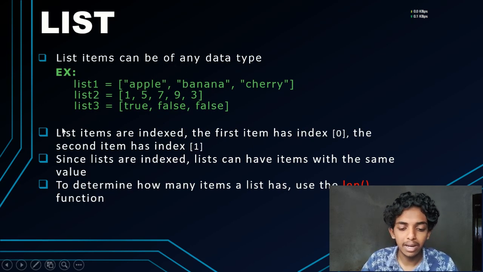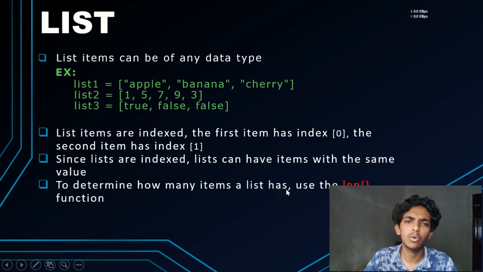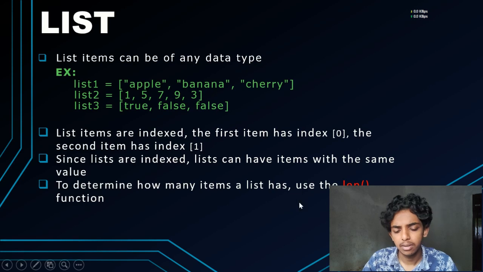List items are indexed. The first item has index 0 and the second item has index 1. So the 1 has index 0, 5 has index 1, the 7 has index 2, and that goes on. To determine how many items a list has, use the len function. There is a function called len to identify the length of a list.